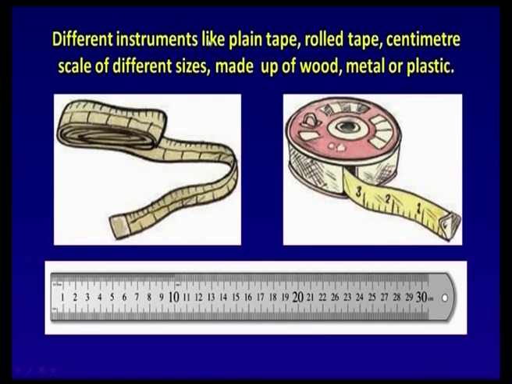So what are the different instruments? This is a plain tape, children, this is a rolled tape, and this is a centimeter scale. Just now we have seen them. They are all of different types. They can be made of wood, metal or even plastic. Children, this is a metal scale. Just now we have seen a plastic scale. Tapes can be made of plastic or even metal.